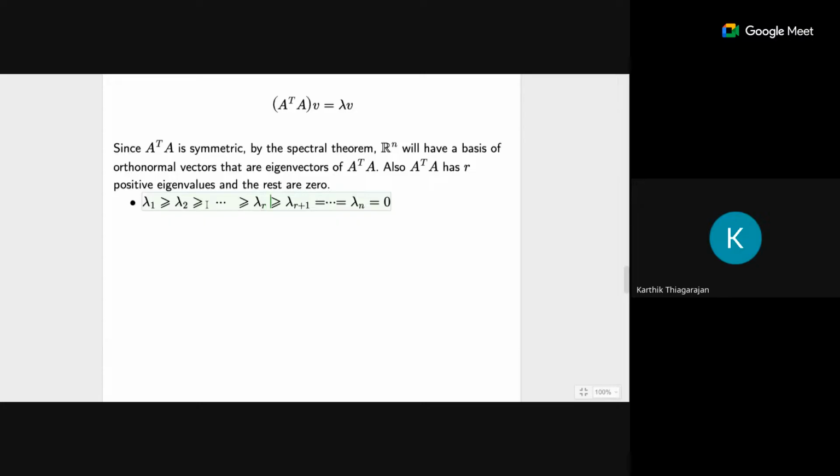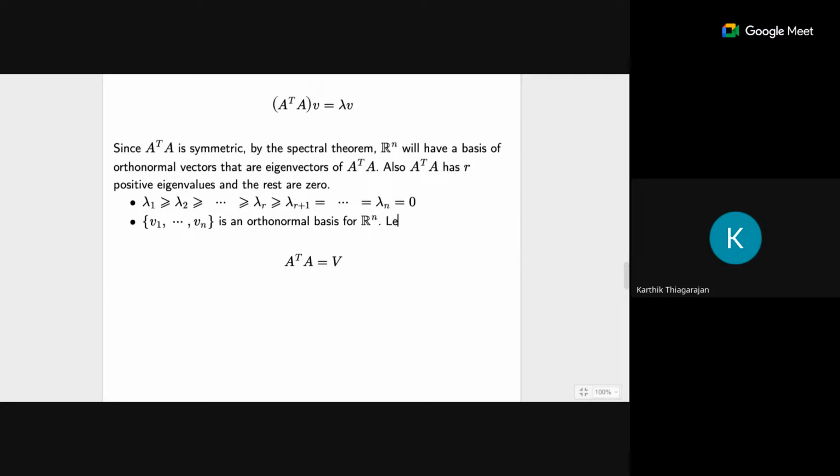Is it clear what I have written here? I have arranged them in decreasing order. The first r could all be equal also, it doesn't matter, but they are arranged in a particular order. From lambda r plus 1 to lambda n, they are all 0. And then you have a basis of eigenvectors, V1 till Vn, which is an orthonormal basis for Rn.